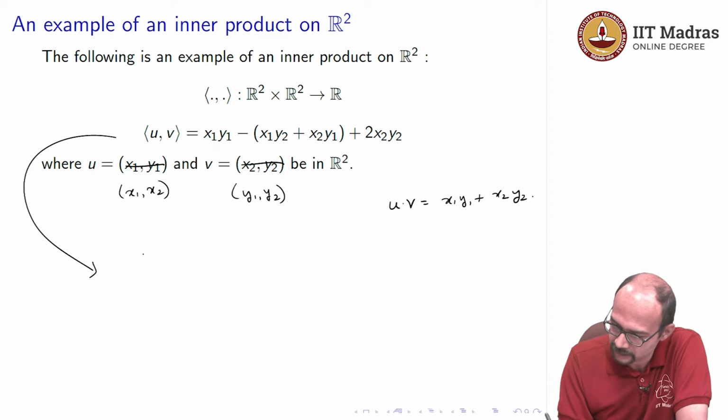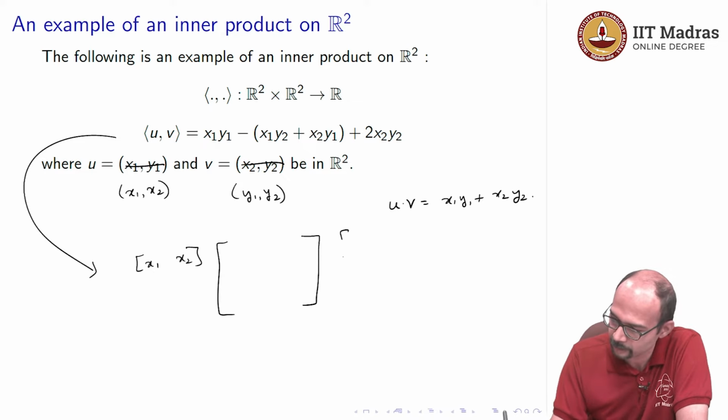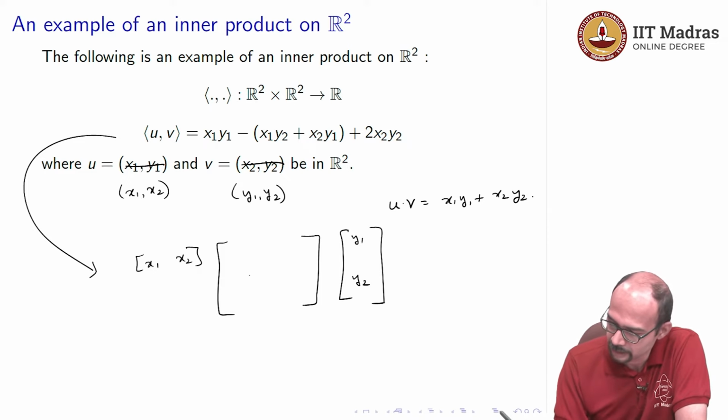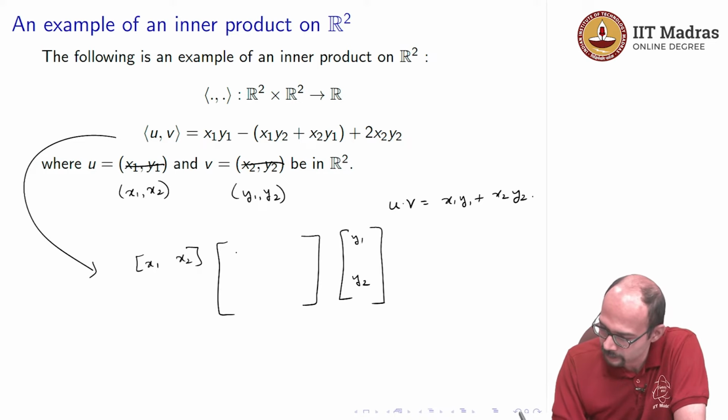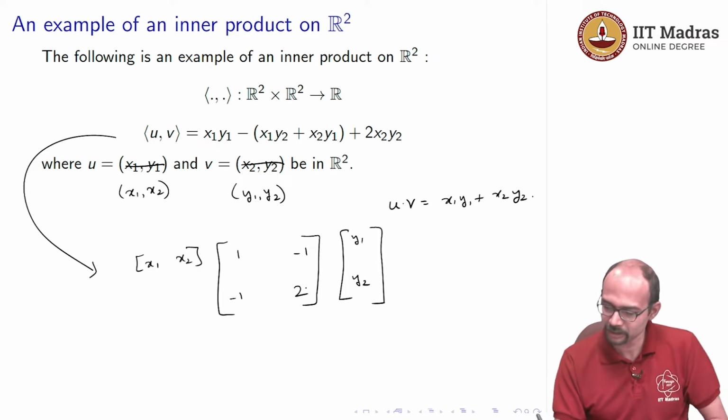If you look at this expression, you can write down a matrix for this expression. So, you have x1 x2, and then you have y1 y2, and then let us see. You have x1 y1, the coefficient is 1, x1 y2, the coefficient is minus 1. So, I believe there should be minus 1 here, and then this is minus 1, and then this is 2. Okay, so, if you multiply this, let us see what we get.